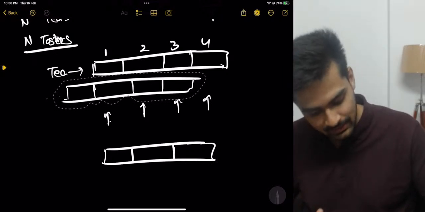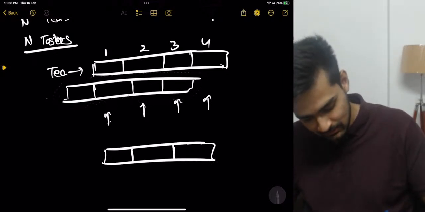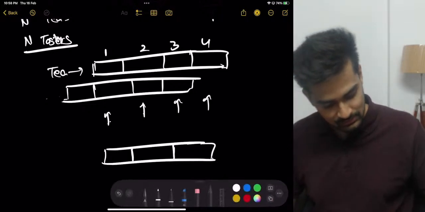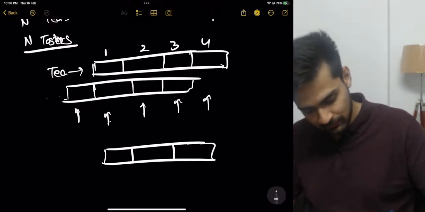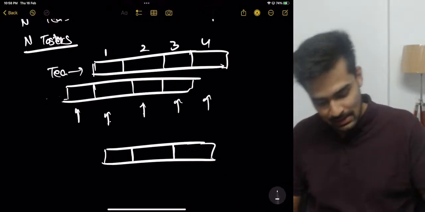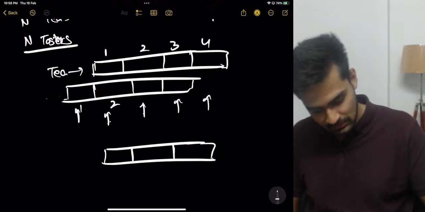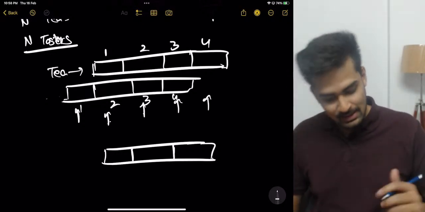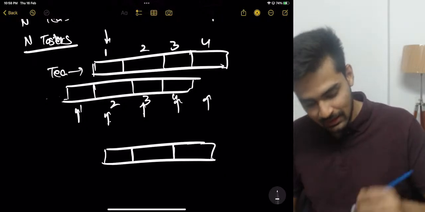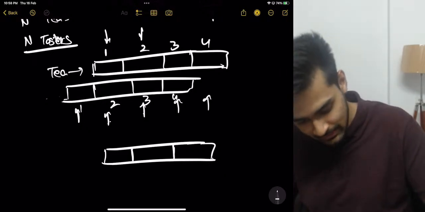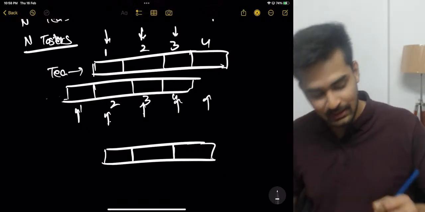The first taster doesn't have anything to taste. Second taster, so this was 1, 2, 3, and 4. Second taster tastes tea number 1. Third taster tastes tea number 2. Fourth taster tastes tea number 3, and so on.